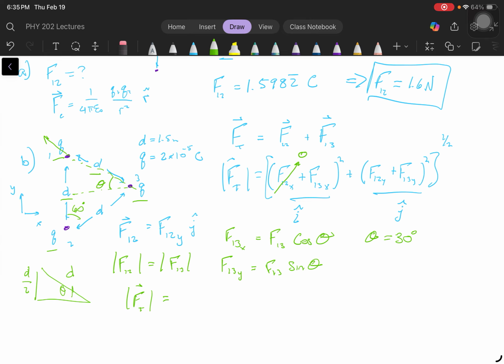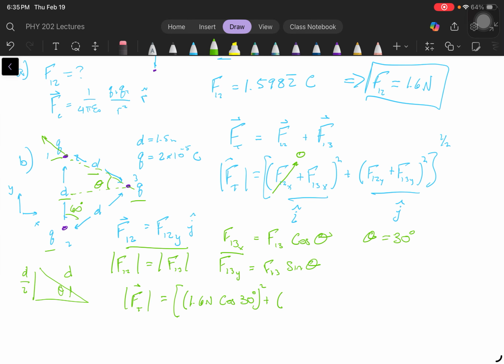So the magnitude of F total is going to be F13x, which is going to be 1.6 newtons times cosine 30 degrees, plus nothing squared, plus F12y, which we all agreed was just going to be the magnitude of F12, so 1.6 newtons, plus F13y, which is 1.6 newtons times sine 30, which is, of course, 1/2, squared, and then all square rooted.